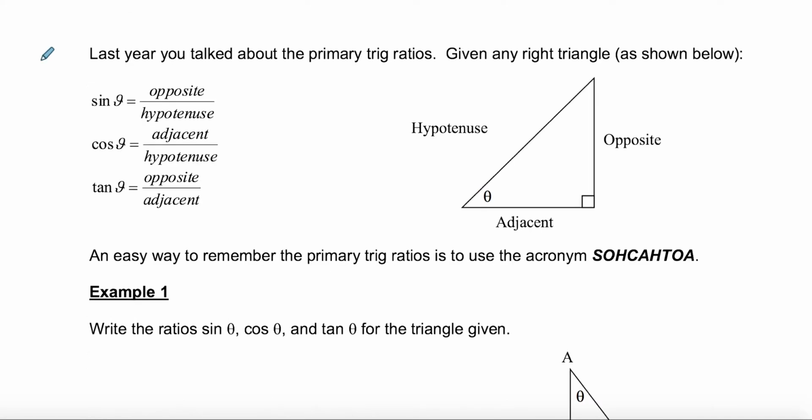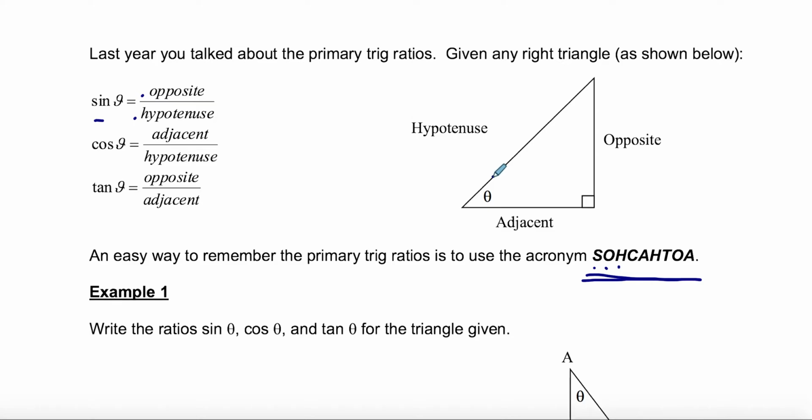Last year, we did talk about the primary trig ratios. So given any triangle, do you remember sine theta? Theta is just a symbol for an angle. It could be any symbol, it doesn't matter. Cos theta, tan theta: opposite over hypotenuse, adjacent over hypotenuse. I think if anything you might remember SOHCAHTOA, which is exactly what we're showing here. Sine is the opposite over the hypotenuse. Cosine is adjacent over hypotenuse, and the tangent ratio is opposite over adjacent.